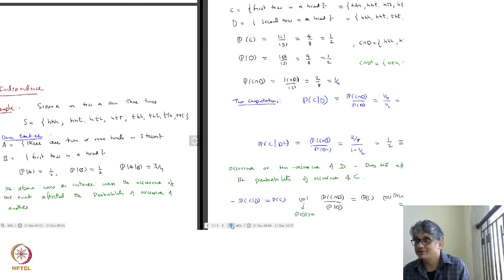Then I found out the chance of C was half, the chance of D was half, and the probability of C given D was a half as well. So was the probability of C given D complement, also a half. They both match the probability of C. Very good. That means the occurrence of D, or the non-occurrence of D, does not affect the probability of occurrence of C. So that is what we think of as independence between 2 events C and D. If the probability of C given D is the same as the probability of C given D complement, the same as the probability of C, we will say that C and D are independent.